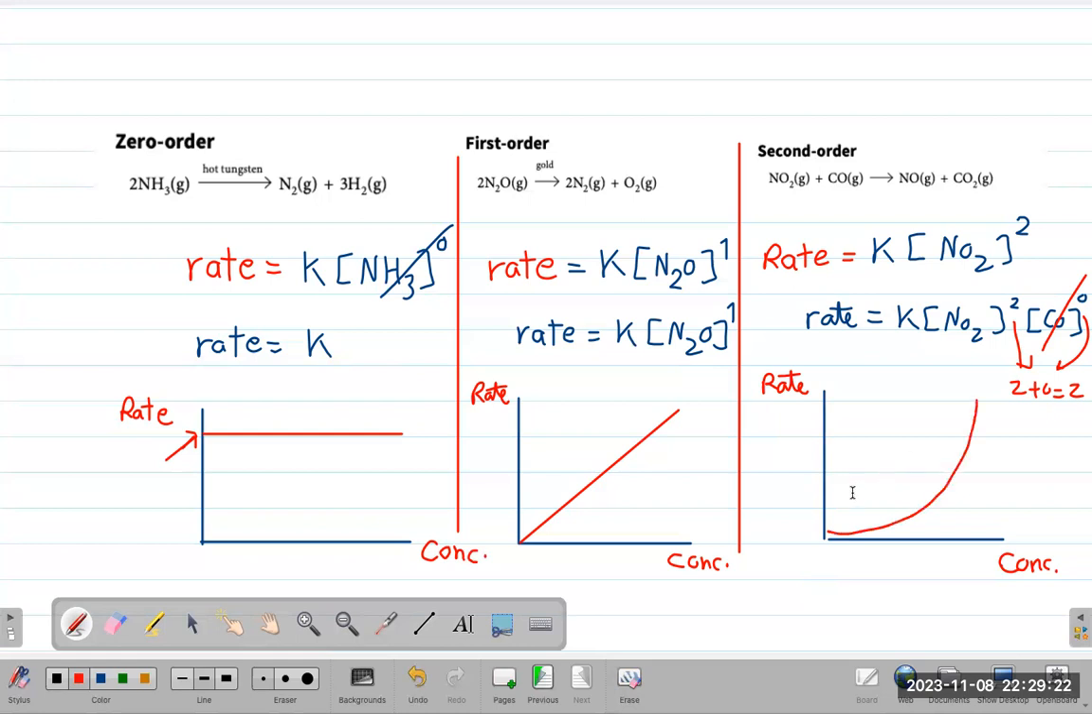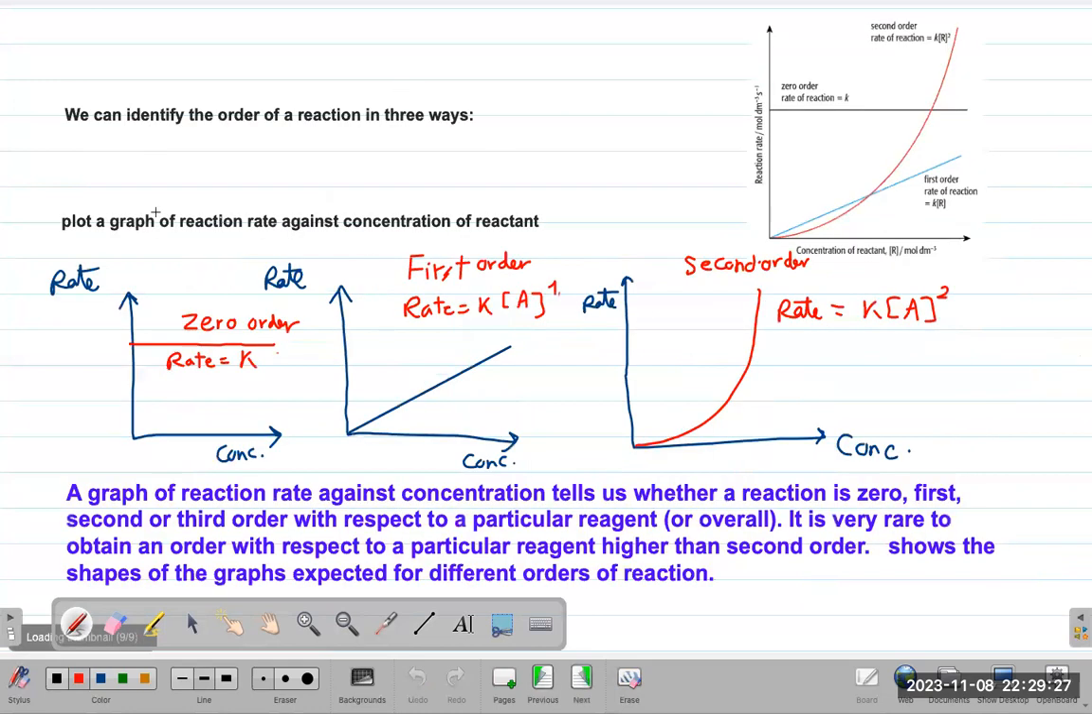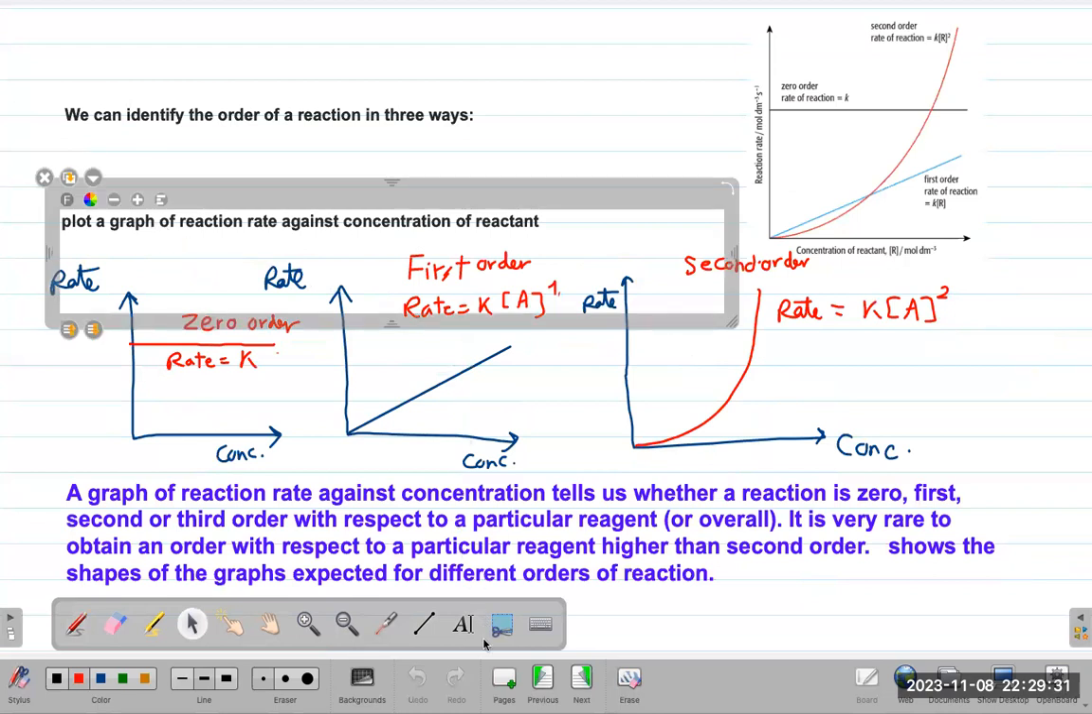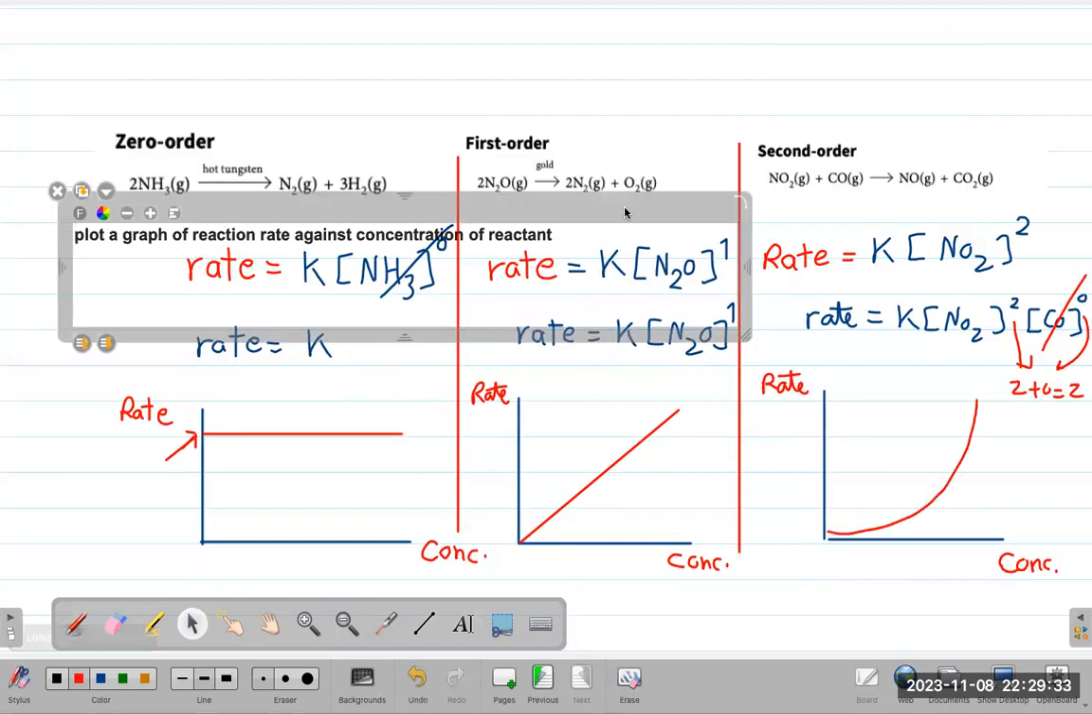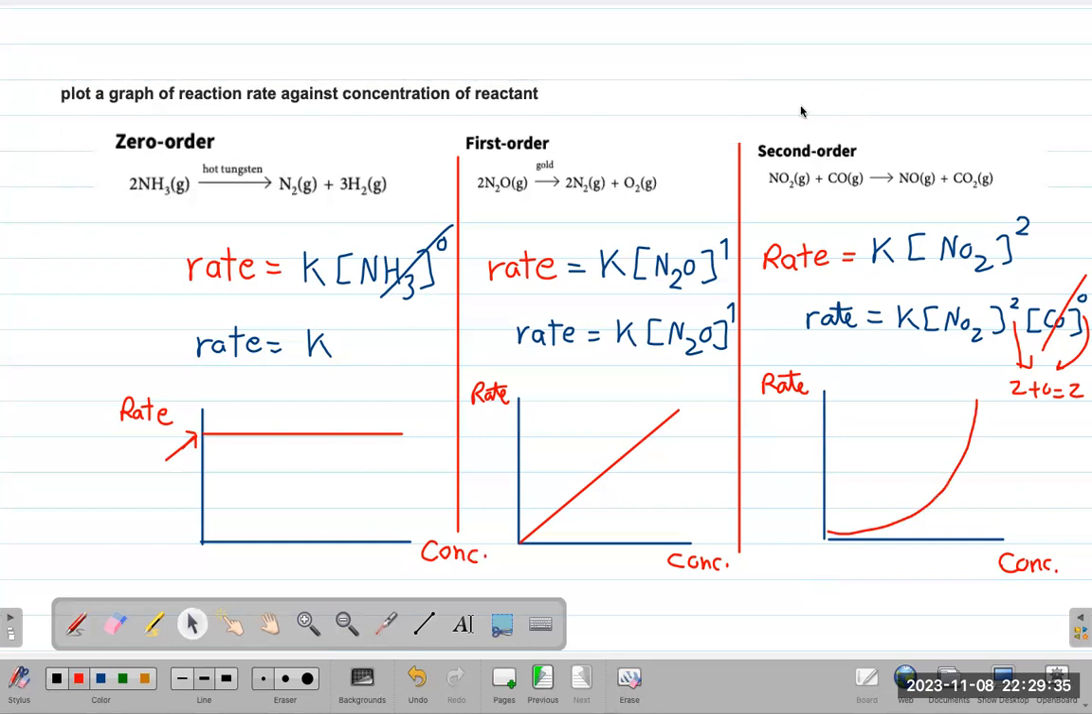Okay. Now instead of plotting the graphs of the rate of the reaction against the concentration to find the order of the reaction, we'll do the second method.